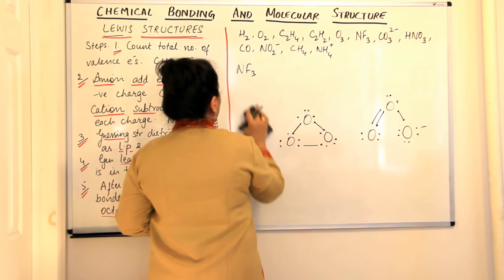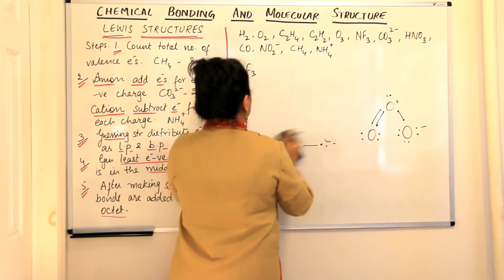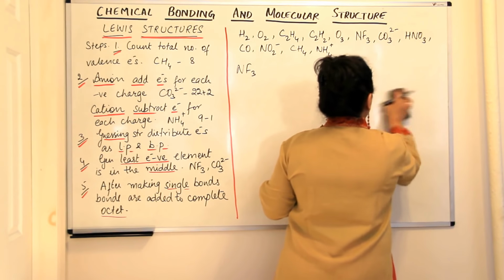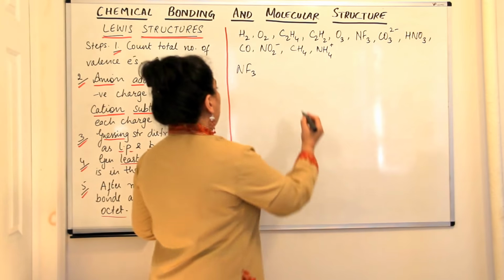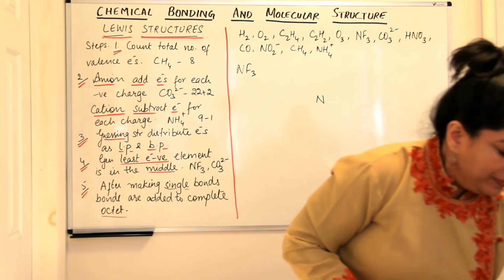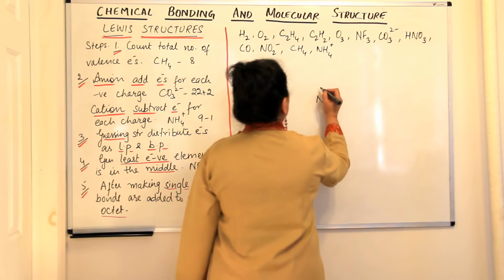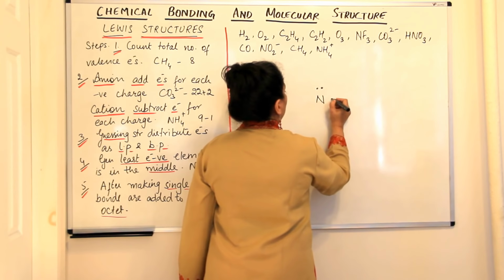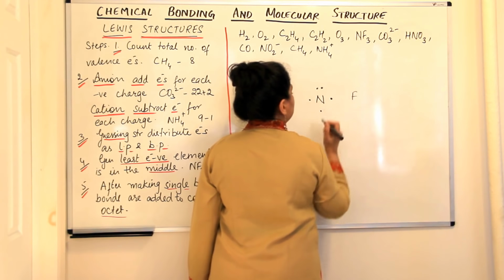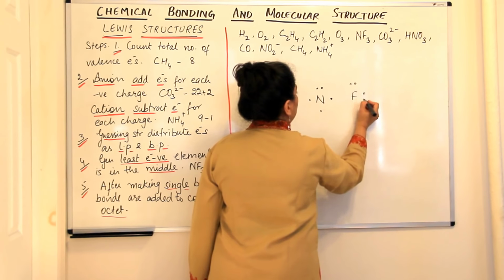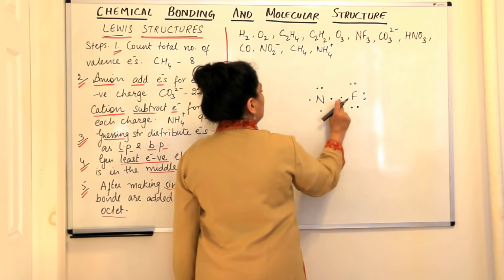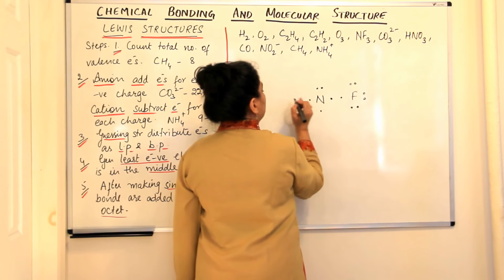NF3. Now, out of these, nitrogen is more electropositive than fluorine, so nitrogen should form the central atom. So I'll make nitrogen in the center, and it would have the three fluorines. Nitrogen has 5 electrons, 1, 2, 3, 4, 5. And the three fluorines, fluorine has 7 electrons. Each fluorine needs to form one bond, so we'll make that one electron that is not paired towards the central atom.